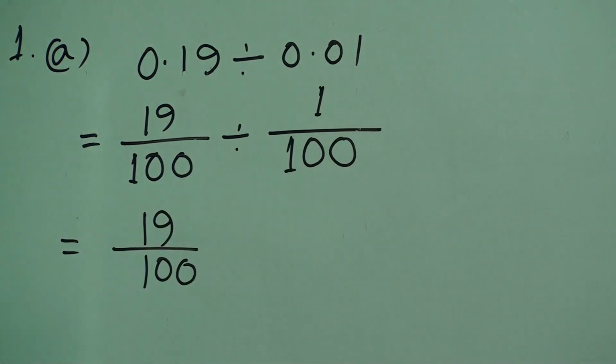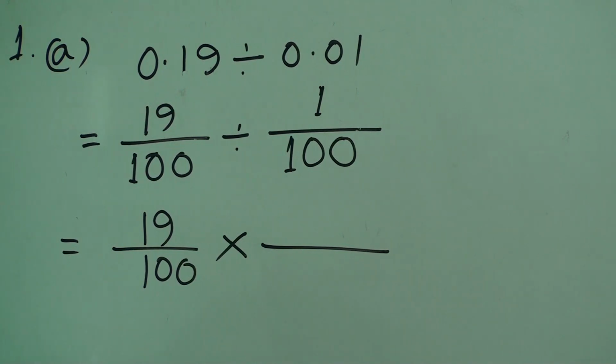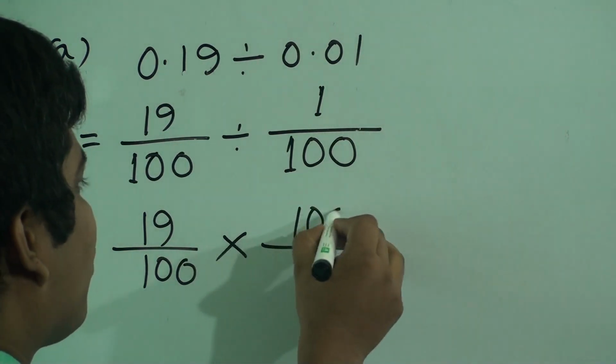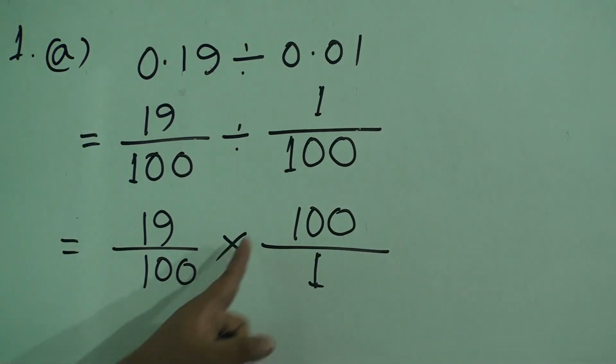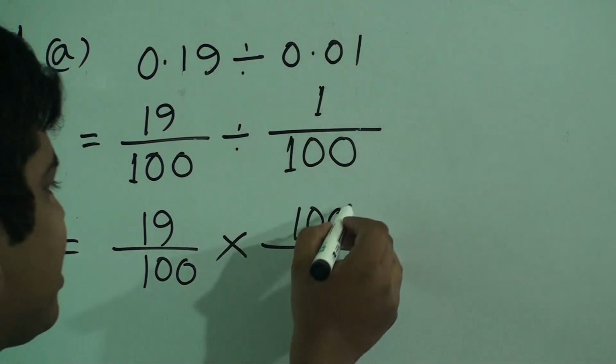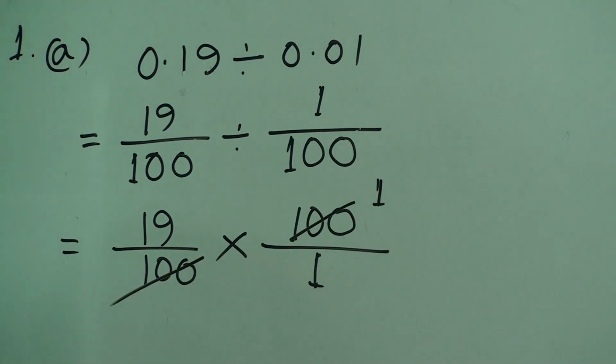Dear students, we know division of one fraction by another fraction means multiplication of one fraction by the reverse of the other fraction. That means multiplication, and this fraction will be reversed. That means the denominator will be the numerator and the numerator will be the denominator. That means 100 divided by 1. Now we cancel. Notice here 100, here 100. Both are cancelled by the number 100. If we divide 100 by 100, then we get 1. And if we divide 100 by 100, then we get 1.